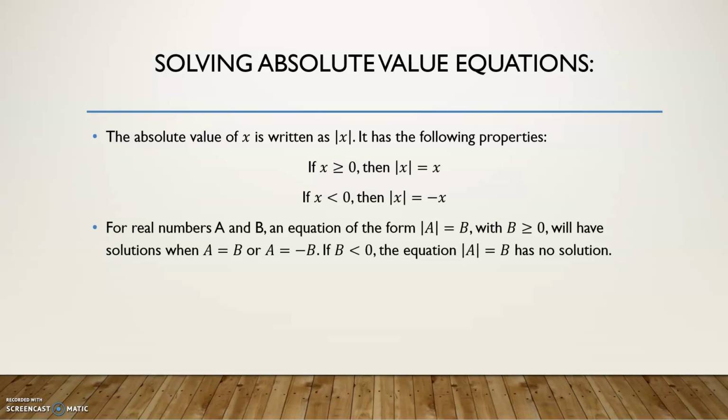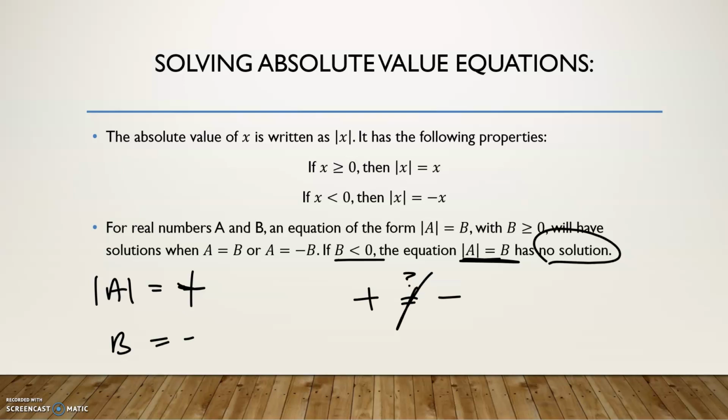Now the reason for that is the absolute value of anything is positive, right? The absolute value of negative 4 is 4. The absolute value of 3 is 3. The absolute value of anything will be a positive number. Now if we have b as a negative number, and we're setting them equal to each other like we do here, when does a positive number equal a negative number? Never. That's why you have no solution there.